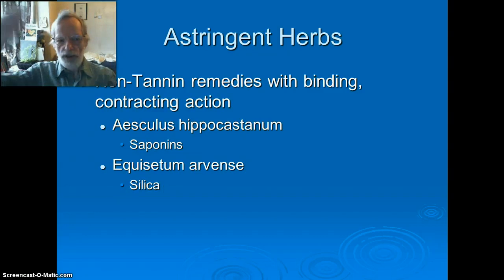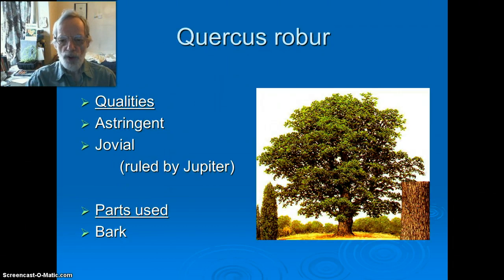Astringent herbs as a category also contain some non-tannin remedies, which nevertheless have a binding, contracting action. So a good example would be Aesculus hippocastanum, horse chestnut with its saponins, and Equisetum arvense with silica. We'll go into some astringent remedies in more detail now, starting with oak bark, Quercus robur.